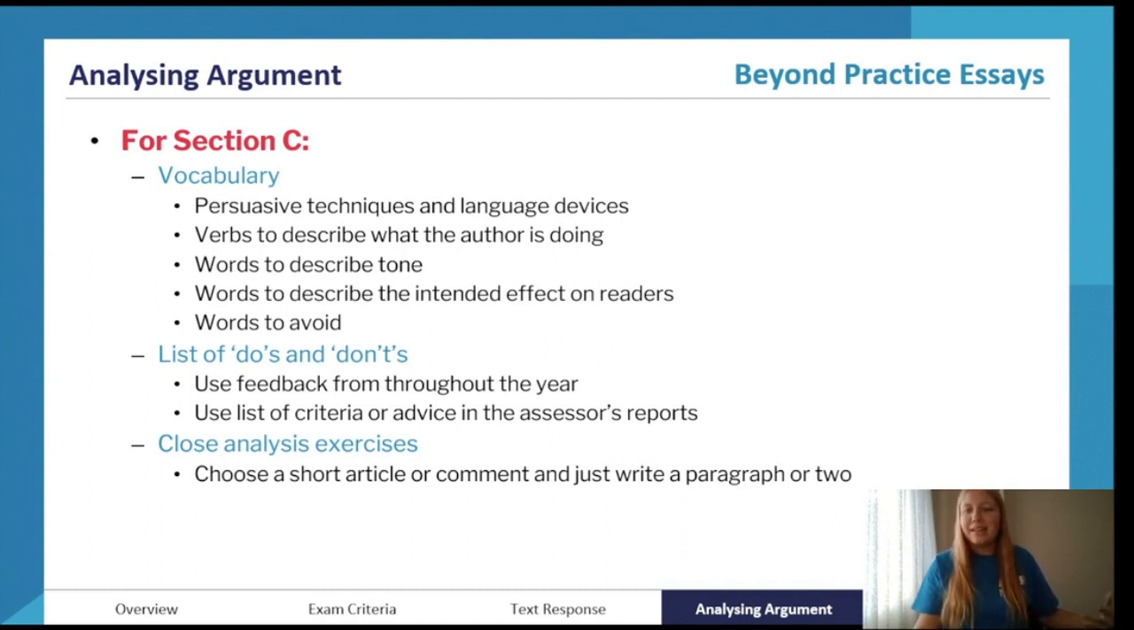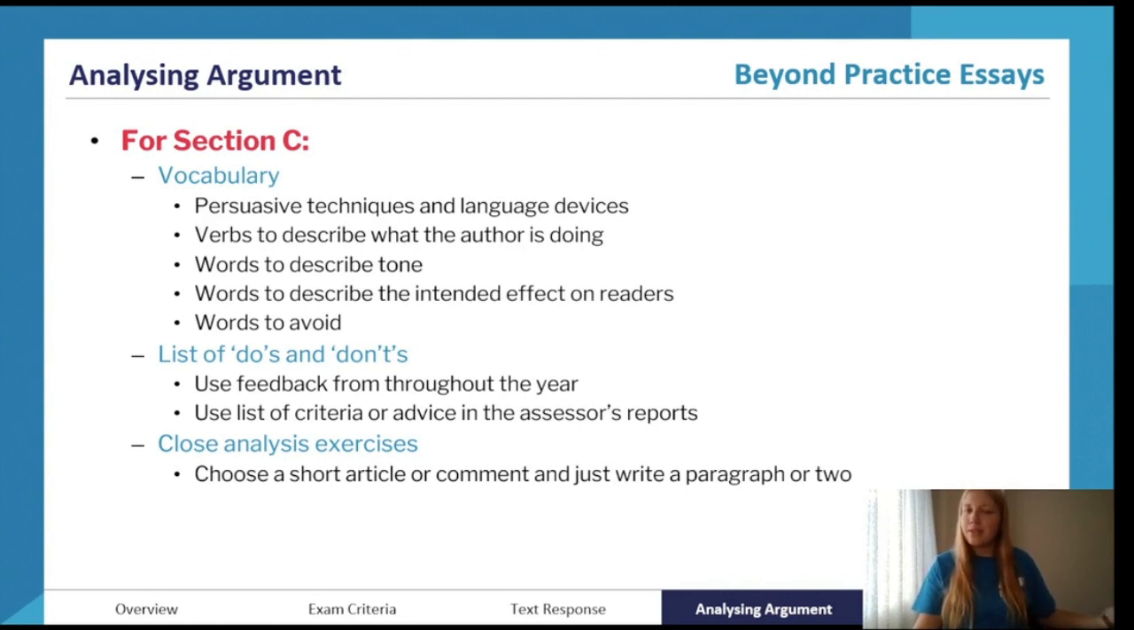words for good or bad that are barely a step up, and not words like sarcastically, empathetically, condescendingly, derisively, and similar kinds of words. You really need to go back and study some words to describe tone and accumulate a vocabulary bank. Words to describe the intended effect on readers.